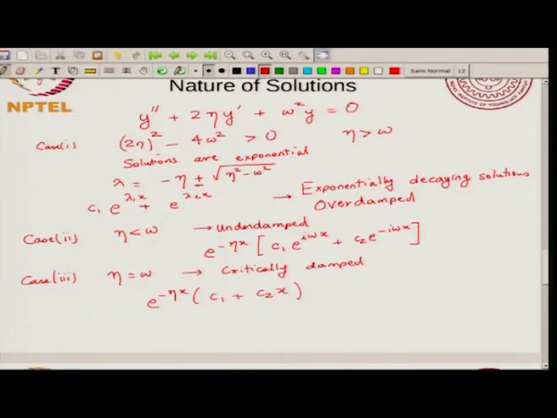So, basically each of these solutions has a different feature. In the first case you just had exponential functions; in the second case you had exponentials multiplied by some oscillating functions. If you plot y as a function of x, you have an exponential minus x, but then you have oscillation. So, it will look like oscillations whose amplitude is constantly decreasing.